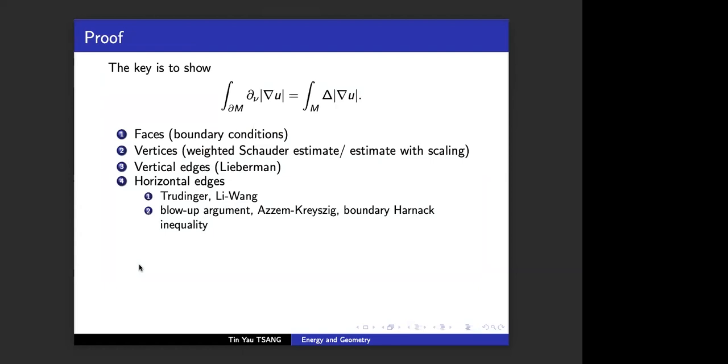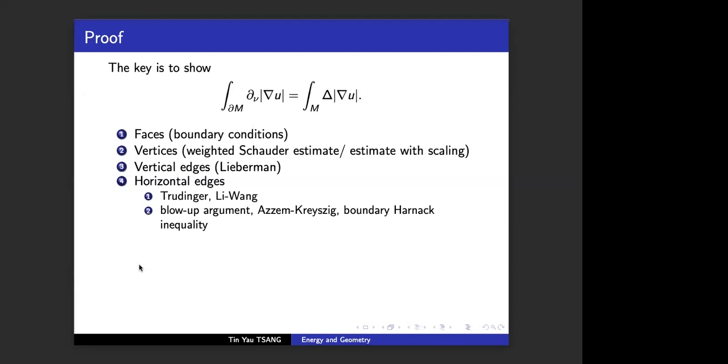For example, on the faces, the integral is making sense because of the Dirichlet and the Neumann boundary conditions. For the vertices, we can use a weighted Schauder estimate, or an estimate with scaling, to show that as we approach the vertices, it makes sense. And then for the vertical edges, we can use Lieberman's result to say something about the regularity. And then the most horrible part, really horrible, is the horizontal edges. So let me emphasize here.